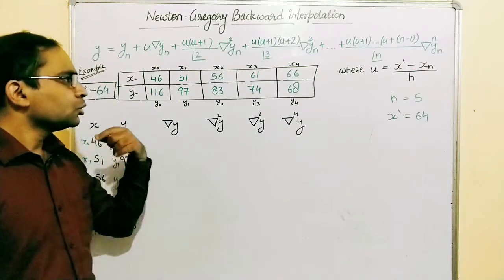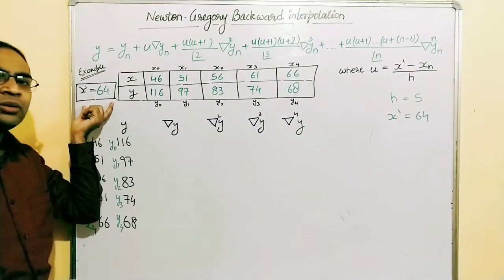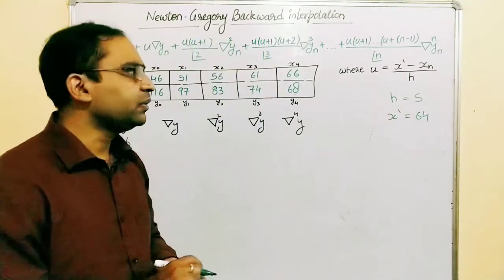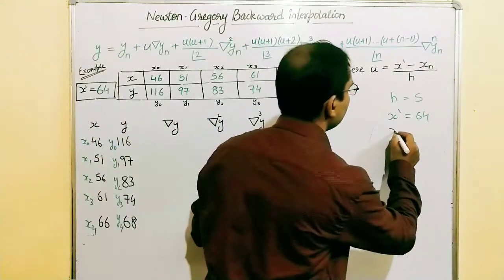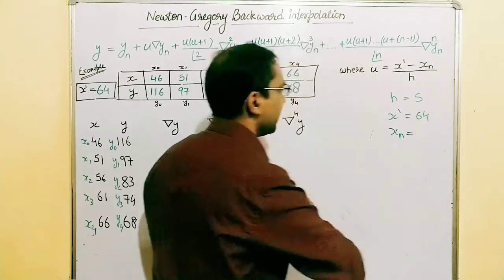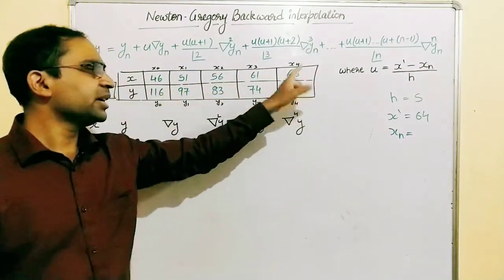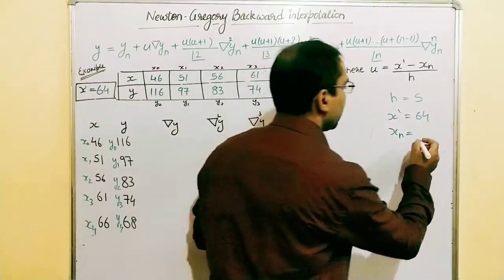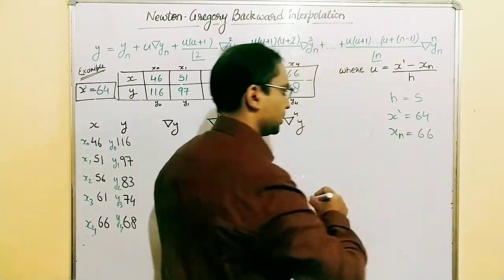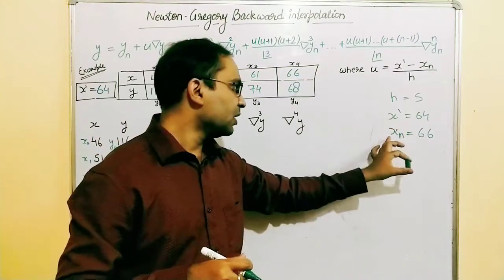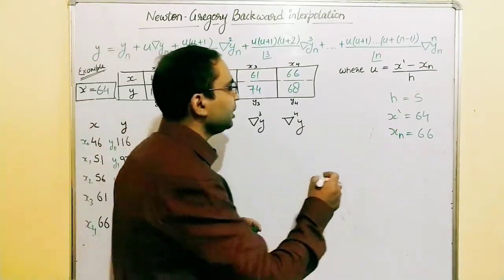Now, what is this? This is the questioned value. X dash is 64. We had seen that the interval h is equal to 5. So the next thing is xn. What is xn? Xn is the last value of x in the given data set. This is 66. So xn here is 66. So we have got all these values. We have h, we have x dash, we have xn. We can simply evaluate the value of u.